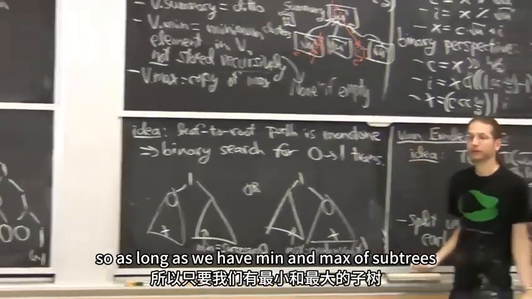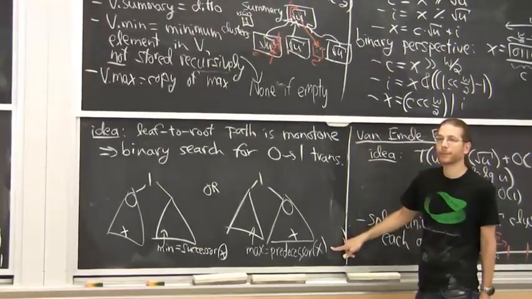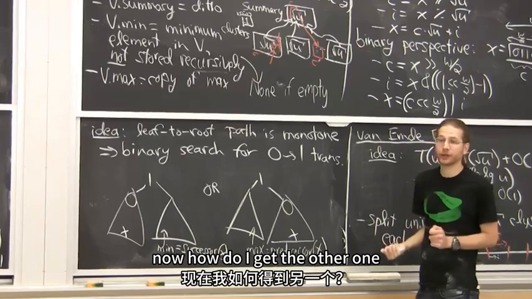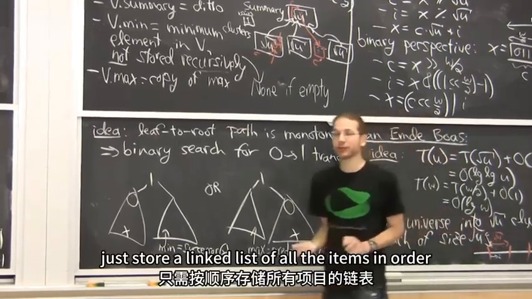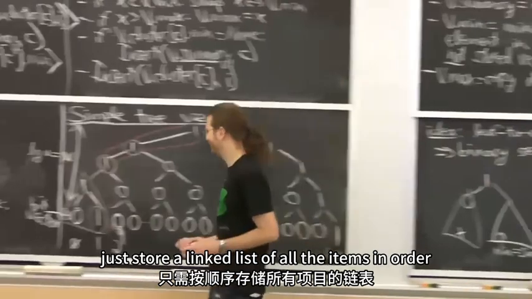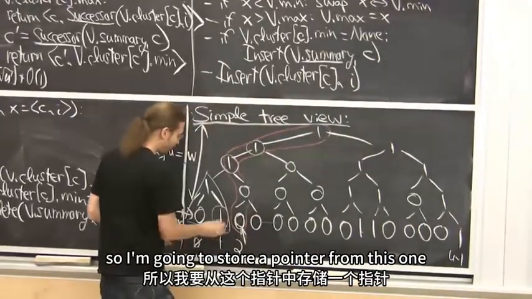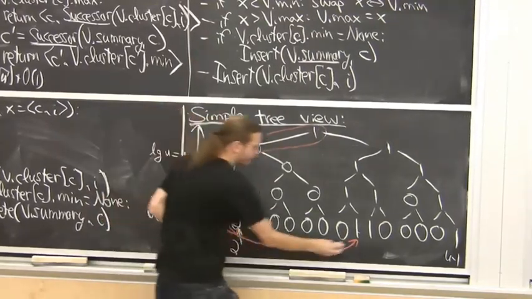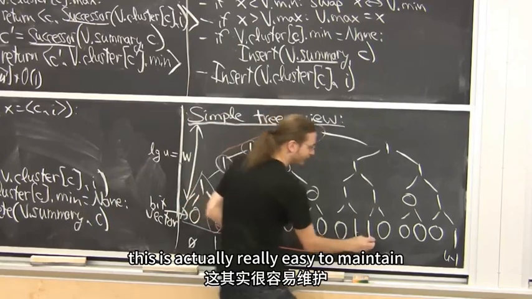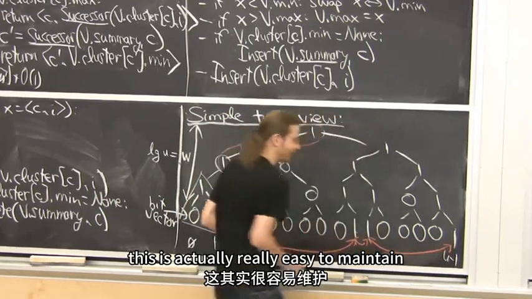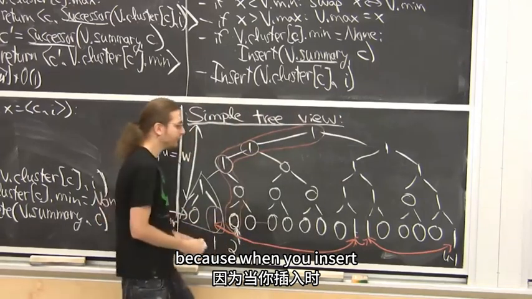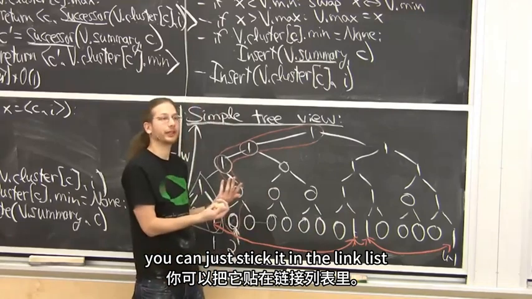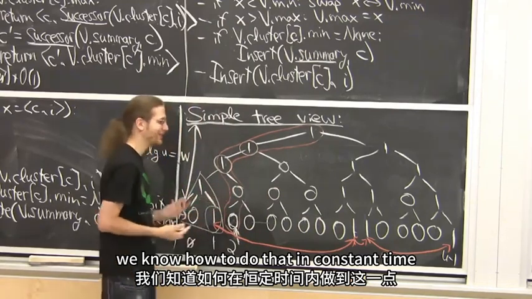So as long as we have min and max of subtrees, this is constant time. We find either the predecessor or the successor. Now, how do I get the other one? Pretty easy. Just store a linked list of all the items in order. So I'm going to store a pointer from this one to this one, and vice versa, and this one to this one. This is actually really easy to maintain, because when you insert, if you can compute the predecessor and the successor, you can just stick it in the linked list. That's really easy. We know how to do that in constant time.